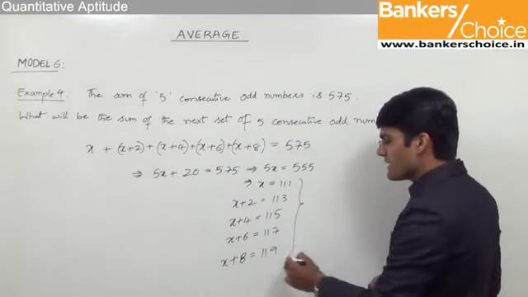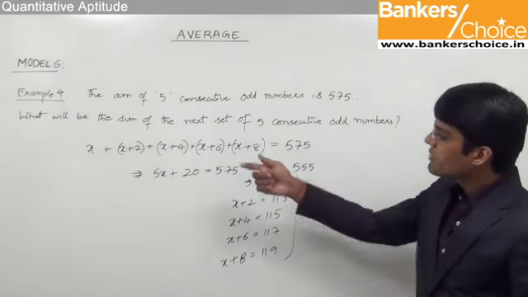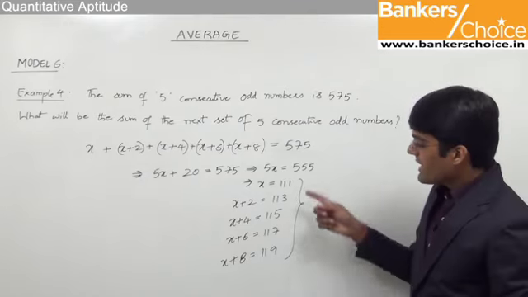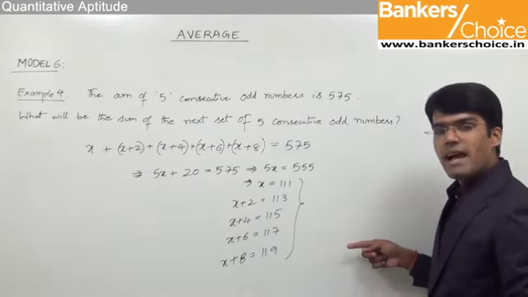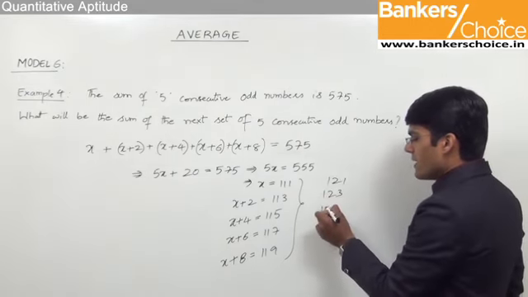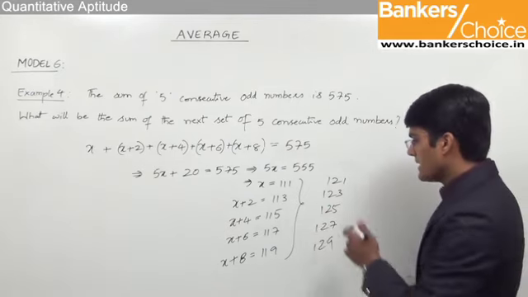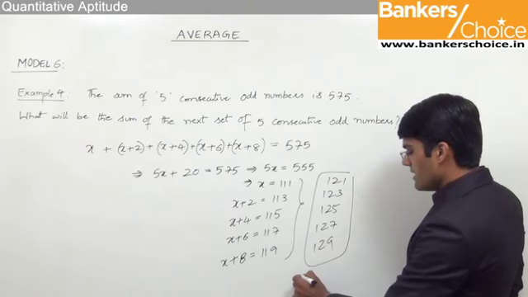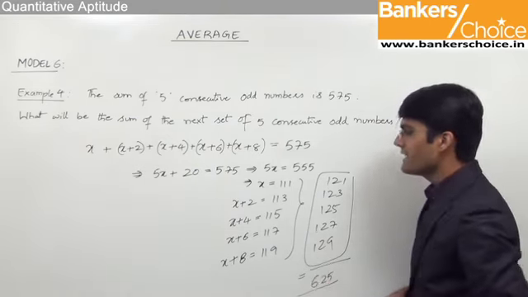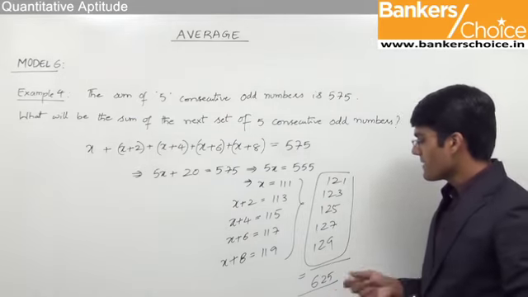So these are the 5 consecutive numbers whose sum is 575, and we are supposed to find out the sum of the next set of 5 consecutive odd numbers. So the next set of consecutive numbers that we have after these 5 numbers will be 121, 123, 125, 127 and 129, and the sum of these numbers will be equal to 625. So we can say that the sum of the next set of 5 consecutive odd numbers is 625.